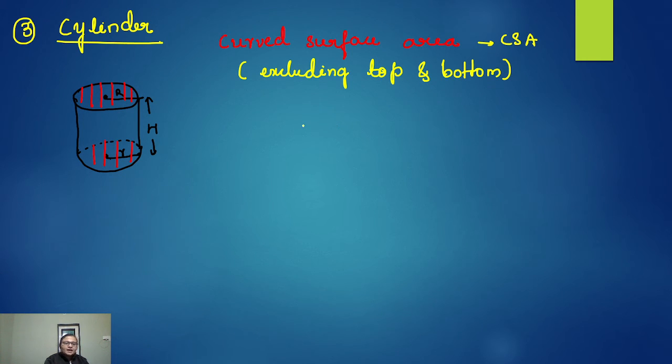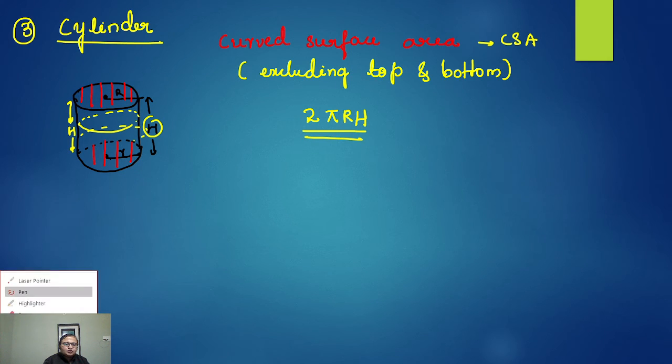Okay, curved surface area. Now what we have is 2 pi r. 2 pi r is the perimeter of the circle. So this is circular in shape. You can see this is circular in shape. So it is 2 pi r. In addition, we have height. That is, circular rings are arranged throughout this height. So 2 pi r h is the curved surface area.